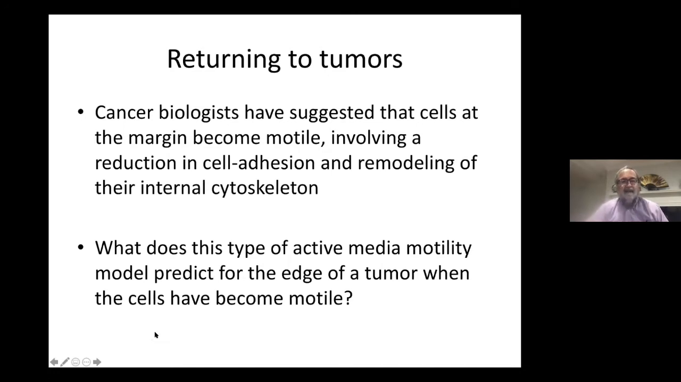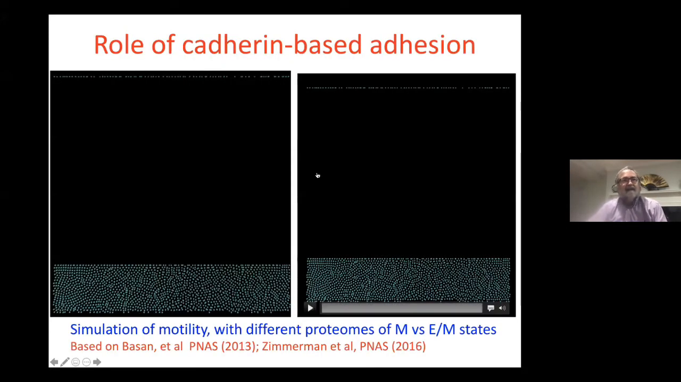But I want to return to what this implies for the problem I'm talking about today, which is the problem of tumors. What we've seen is that cell motility comes in a variety of types. There are individual cells, and there is also collective cell motility. And what the biologists have argued is that cells at the margin of the tumor become motile, and that involves, of course, a reduction in cell adhesion and remodeling of their internal cytoskeleton to allow them to move away from the primary tumor. So if I take the model that we have and just apply it to that geometry, then of course it depends on the relative strength of the motile forces, the forces exerted by the cells on their environment that allow them to move, versus the adhesion forces.